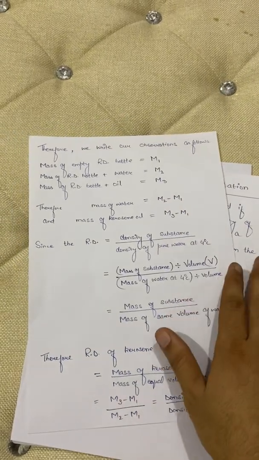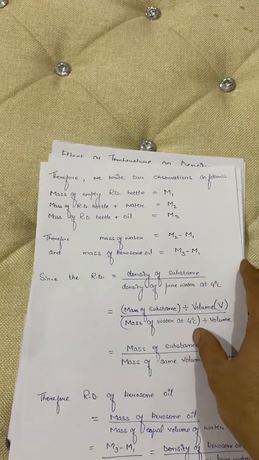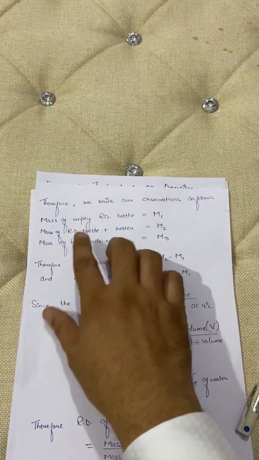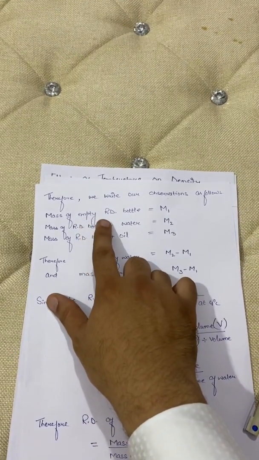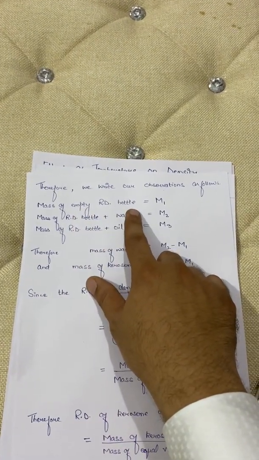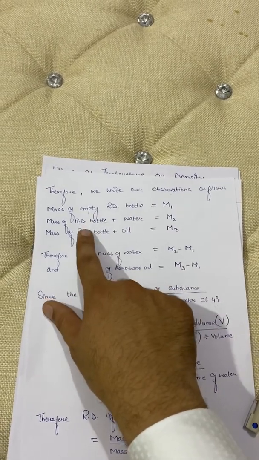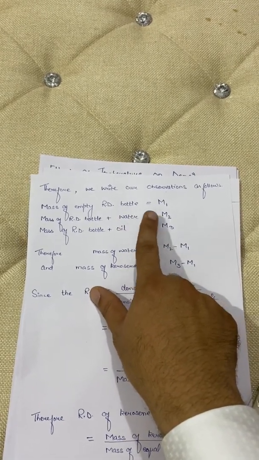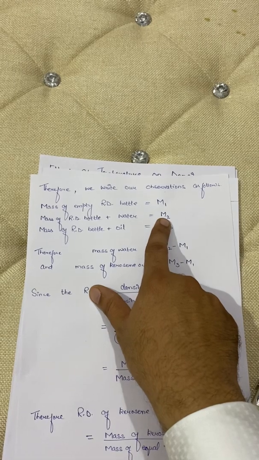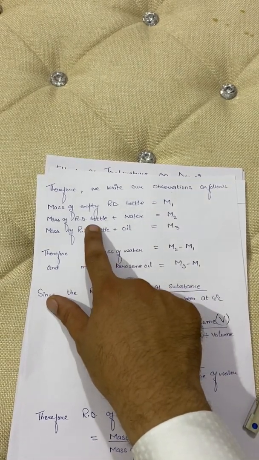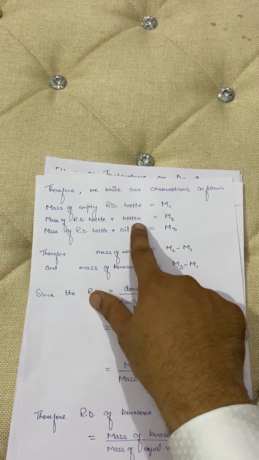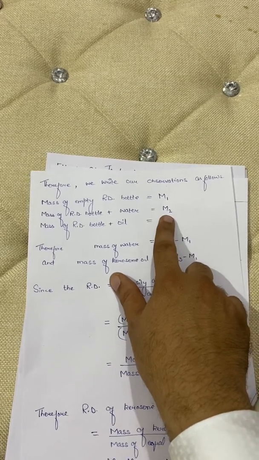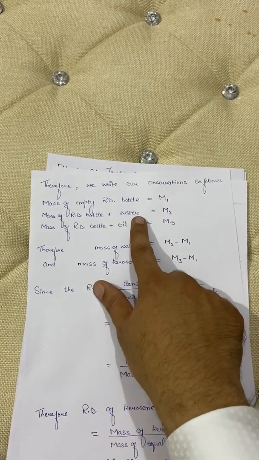Okay, now the observations. As I said, we can write the observations as follows. Mass of empty relative density bottle was M1. Mass of the relative density bottle when it was filled completely with pure water was M2. So this M2 is the mass of the relative density bottle plus water. Again I repeat, mass of the empty density bottle was M1. M2 is the mass of bottle plus water.